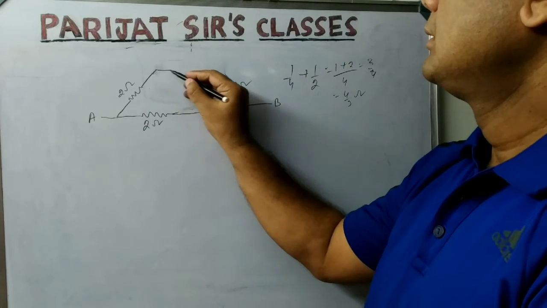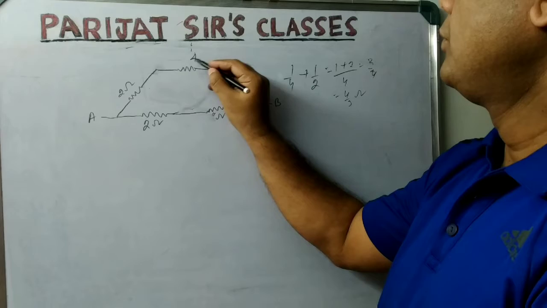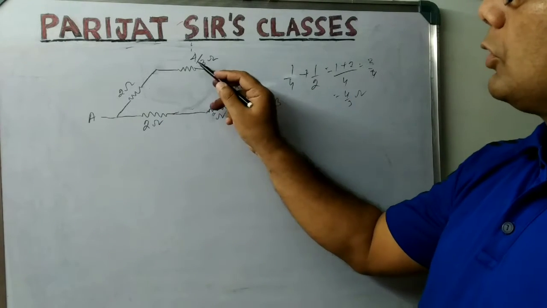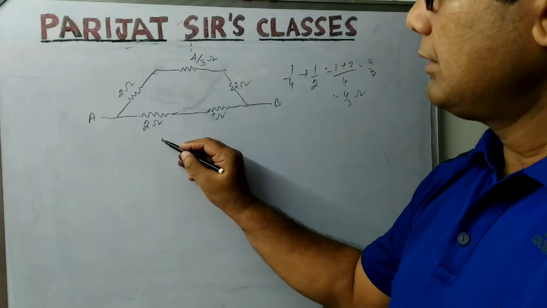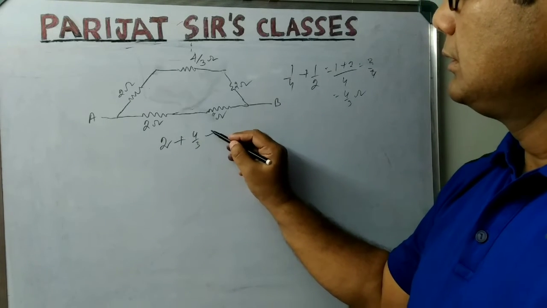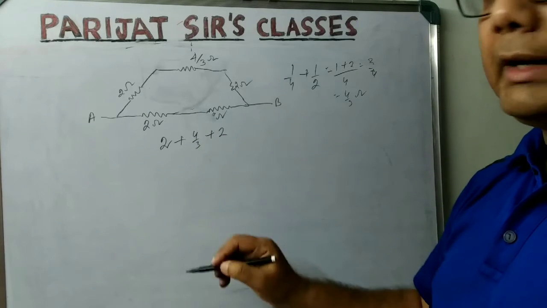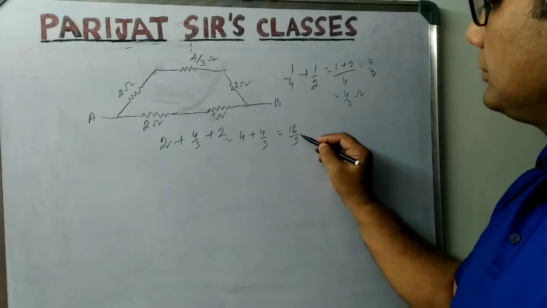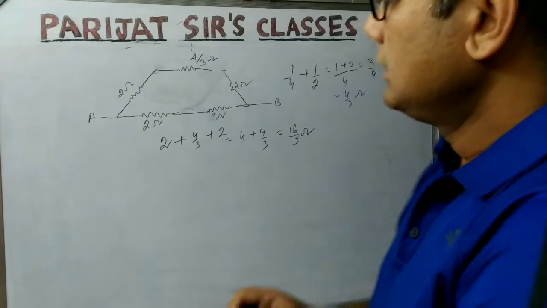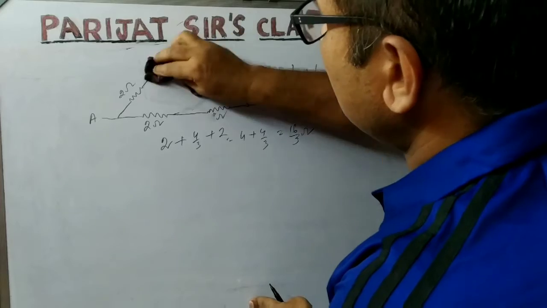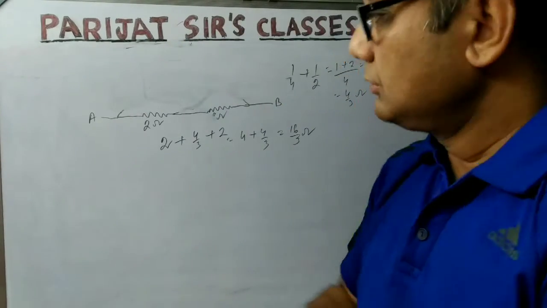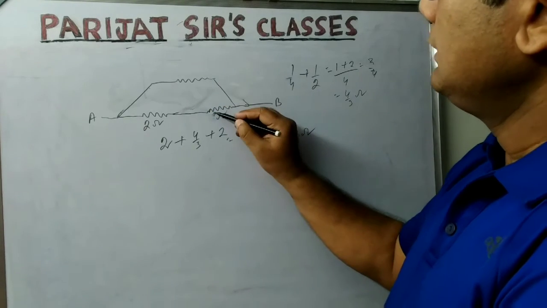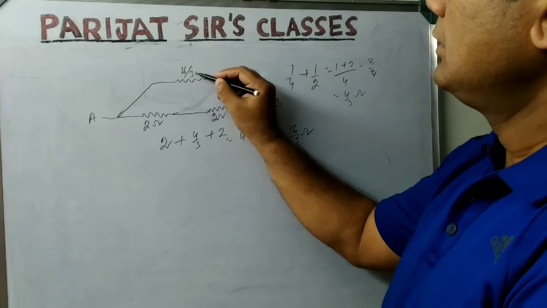So here it is. This is actually 4 by 3 ohms. So now it becomes very easy. 2 ohms, 4 by 3 and 2 ohms will be in series. So what is the net resistance? 2 plus 4 by 3 plus 2. So 4 plus 4 by 3, that is 12 plus 4, 16 by 3 ohms. So this whole arrangement is about 16 by 3 ohms. If I rub it and write here a resistance whose value is 16 by 3 ohms, it will make the circuit quite easy. So this is 16 by 3 ohms.